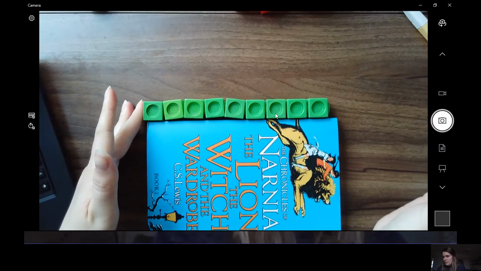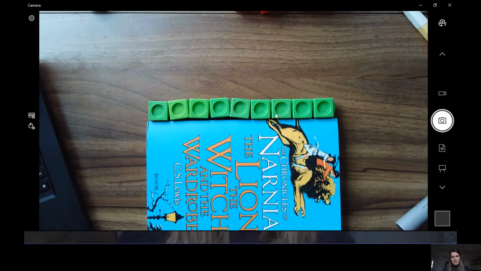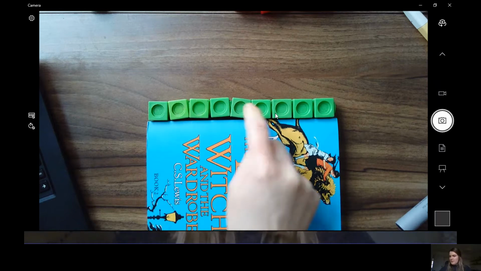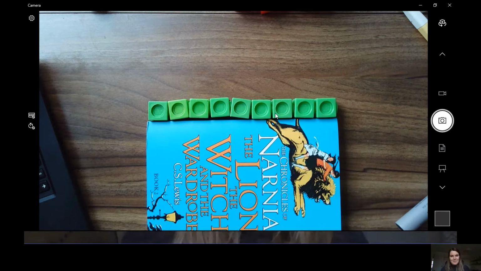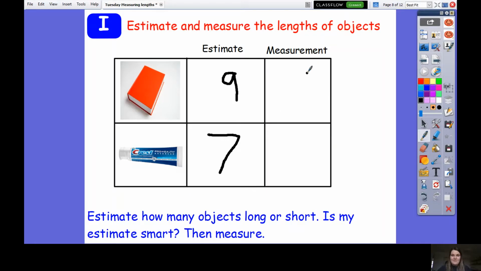Well done. Need to move it along. Do you know what? I'd say that's pretty accurate. It's 1, 2, 3, 4, 5, 6, 7, 8, 9 cubes long. We got it right. It is, in fact, 9 cubes long. Okay, toothpaste. We thought the toothpaste was 7 cubes.